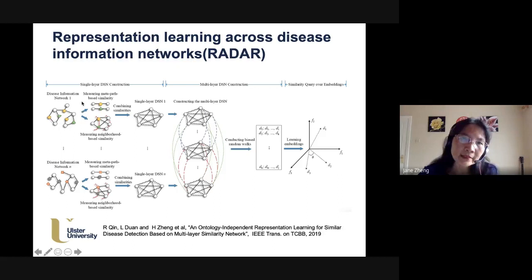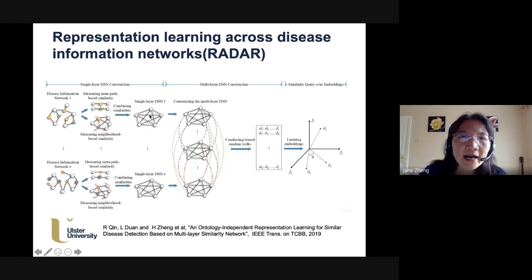Now, remember I said earlier about how to determine the edge, that's related to how you measure the similarity between the nodes. So in this work, we use two types of similarity and combine them together to construct a similarity network. After the similarities are combined, we will be able to construct a single layered network, and then couple them together.